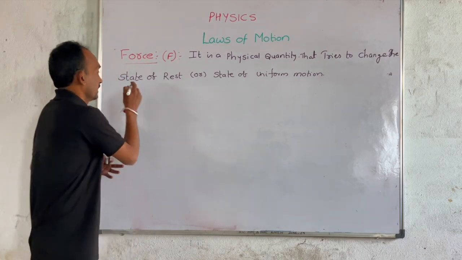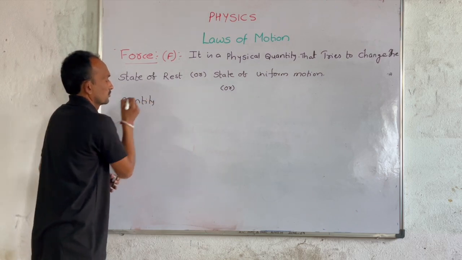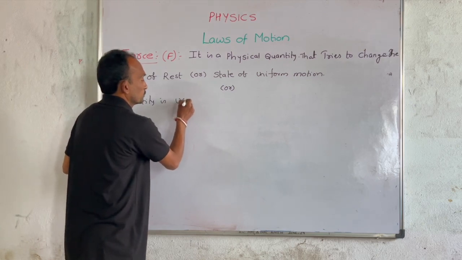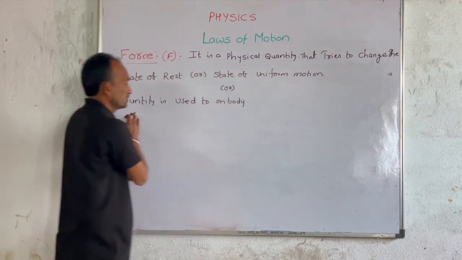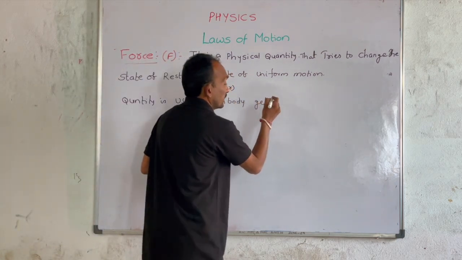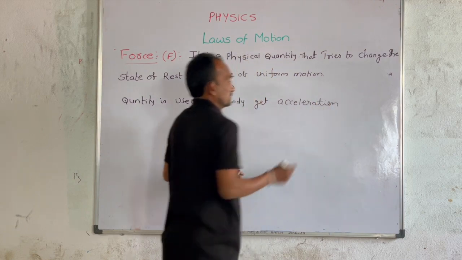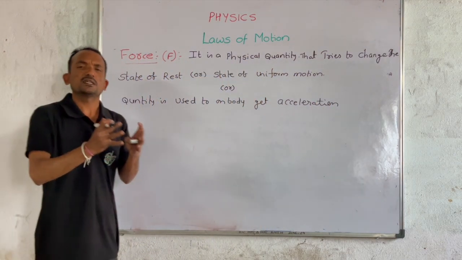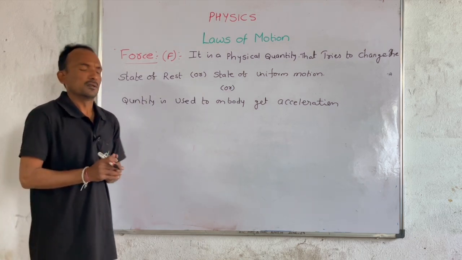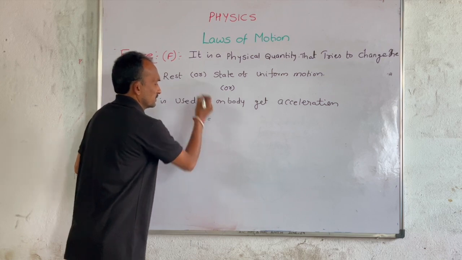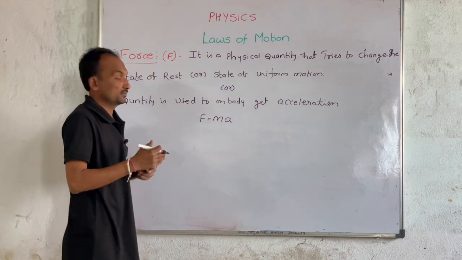There are two definitions. A quantity used to make a body get acceleration. Acceleration is also called force. The body gets acceleration by a physical quantity, which is called force. Okay, force definition. And the force equation is F equals ma. I will explain the equation F equals ma in the next class.